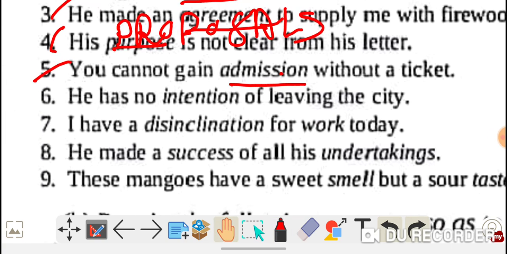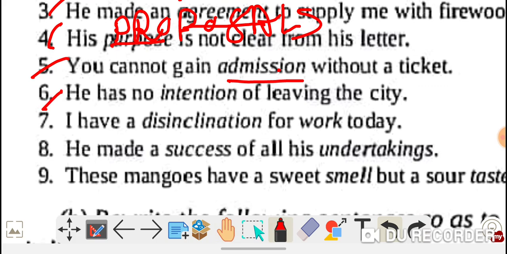Number 6. He has no intention of leaving the city. So intention is the noun. The verb form of intention is intend. So we can write it. Please write it down. He does not intend to leave the city.